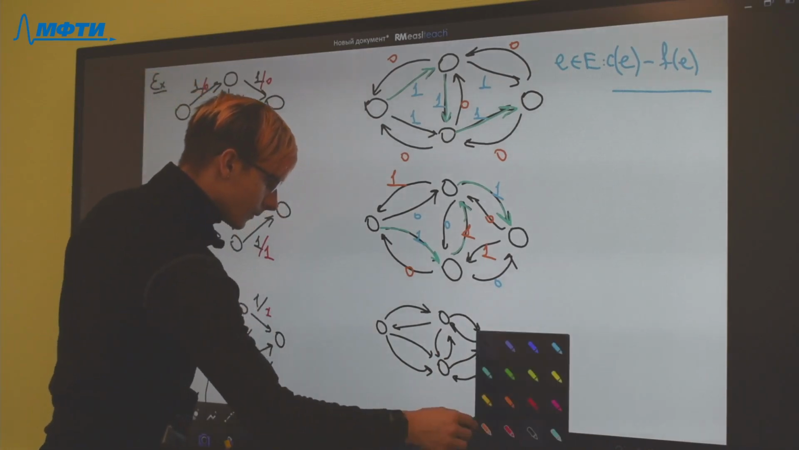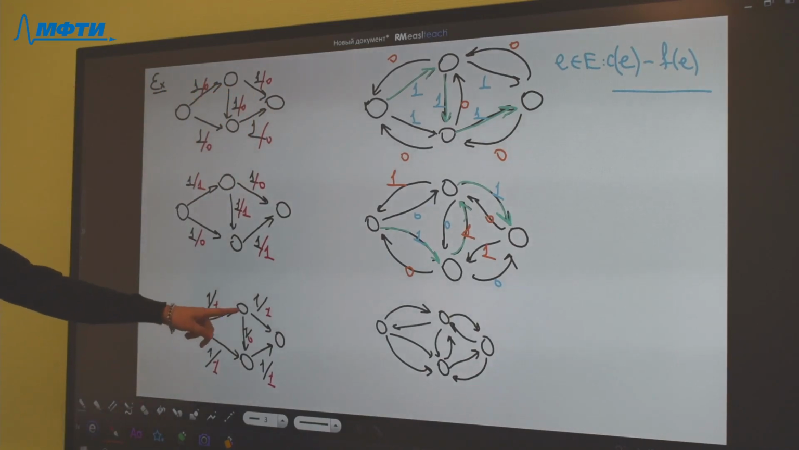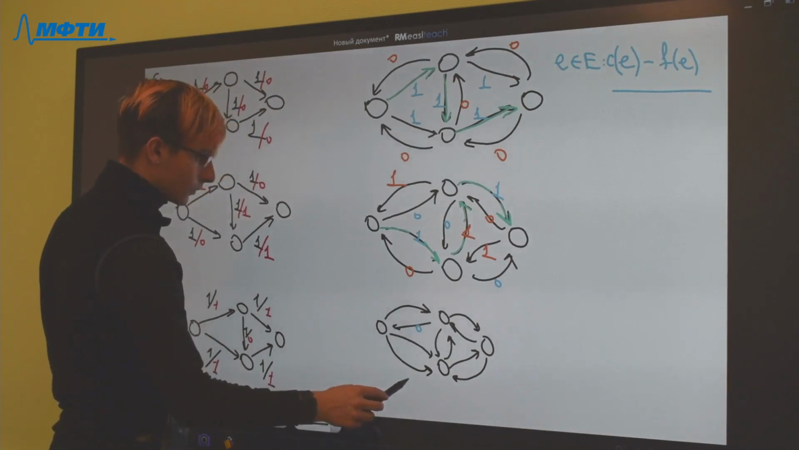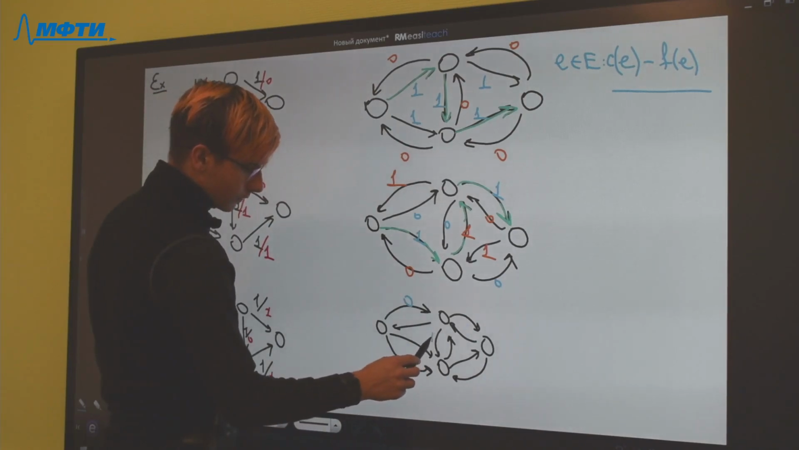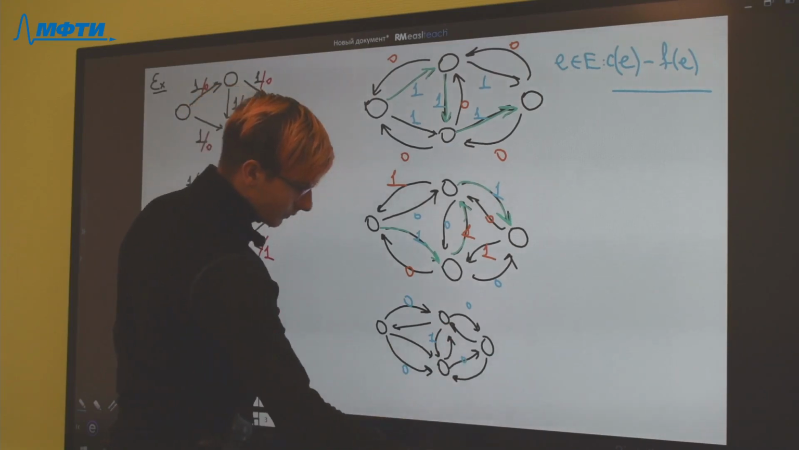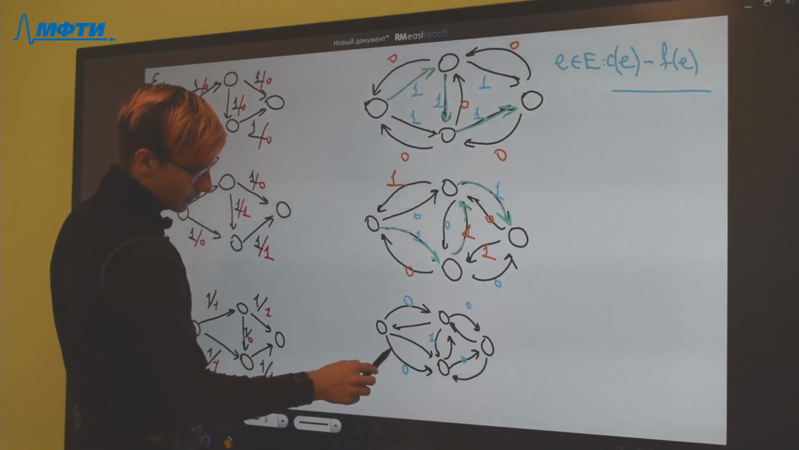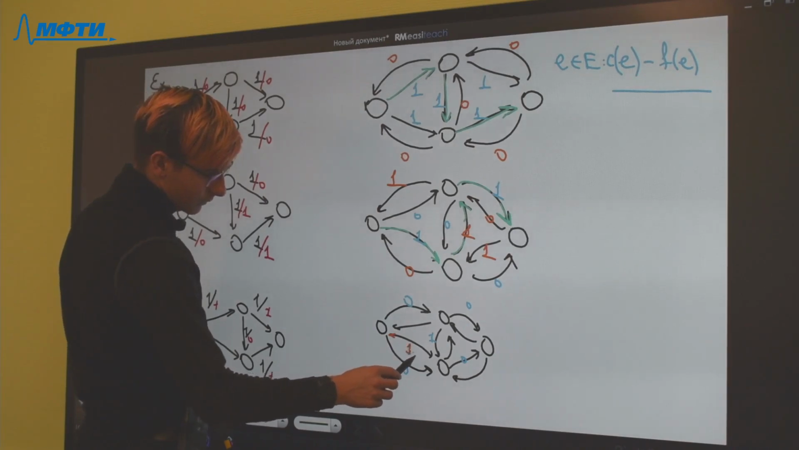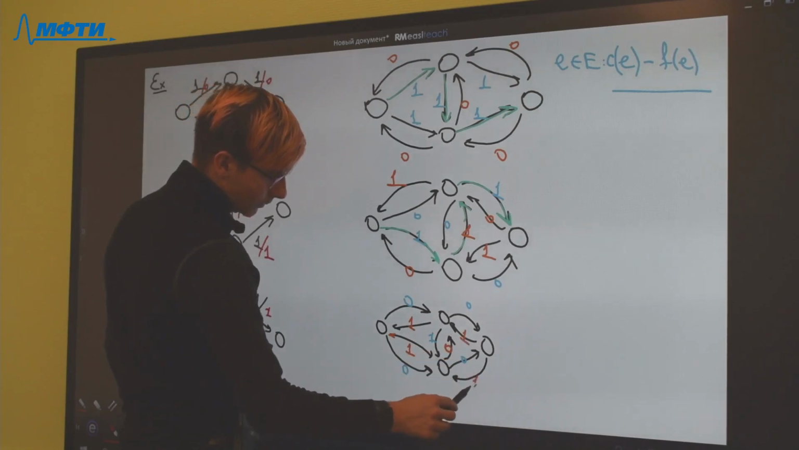For example, 0, 0, 0, 0, 1. Oh, no. 0, 1, 0, 0, and backwards edges, it's equal to 1, 1, 0, 1, and 1.